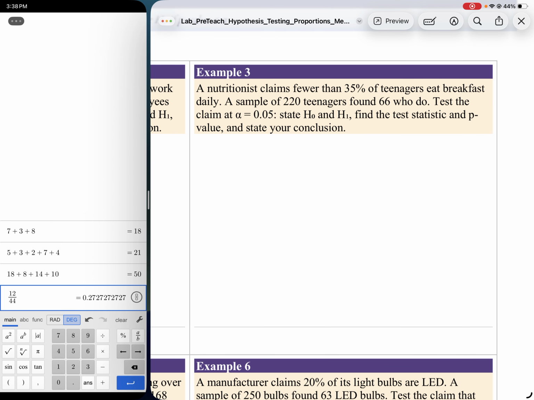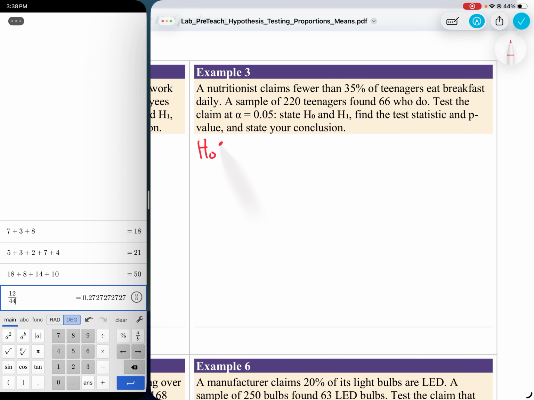So a nutritionist claims fewer than 35% of teenagers eat breakfast daily. A sample of 220 teenagers found 66 who do. We're going to test that claim at a 5% alpha, a 0.05 alpha. So this is going to be a proportion problem because my data was given to you in percent form. And this is a categorical variable, yes or no, do they eat breakfast?